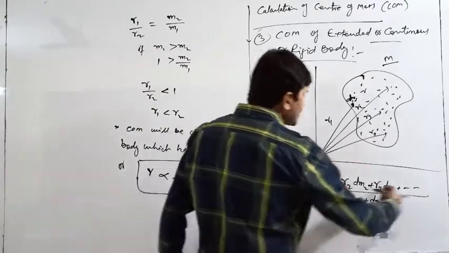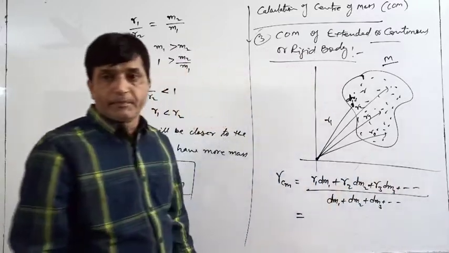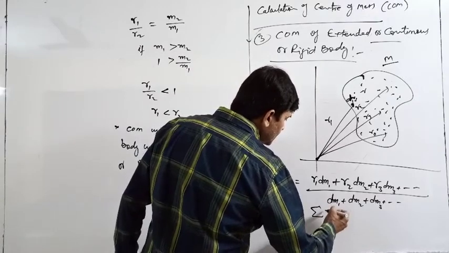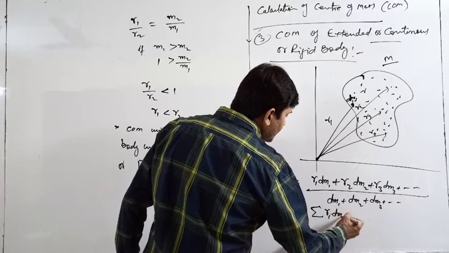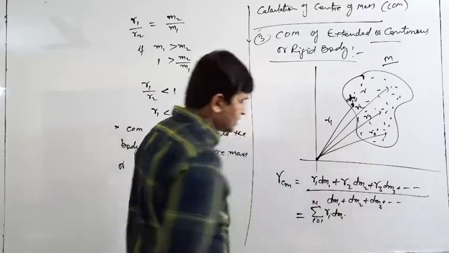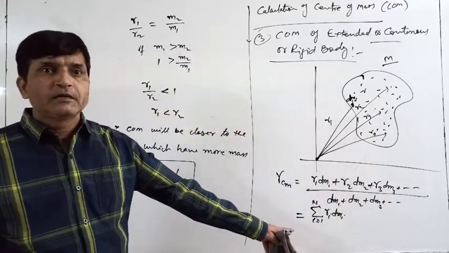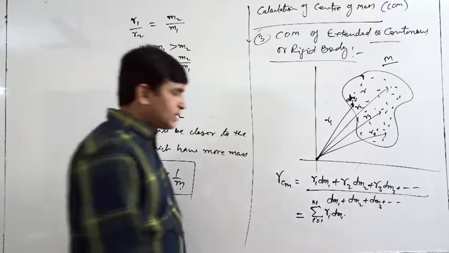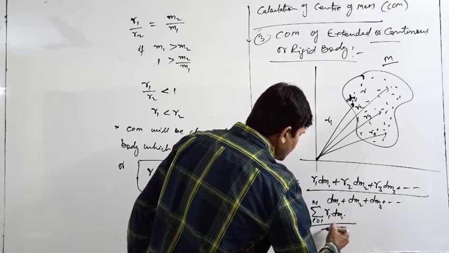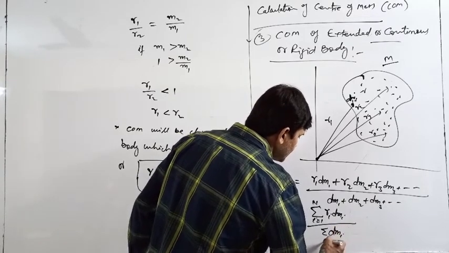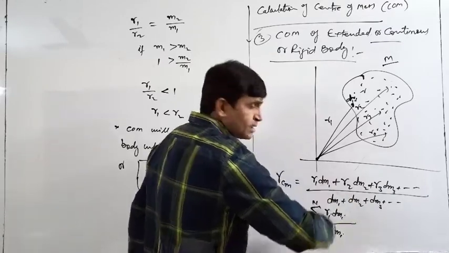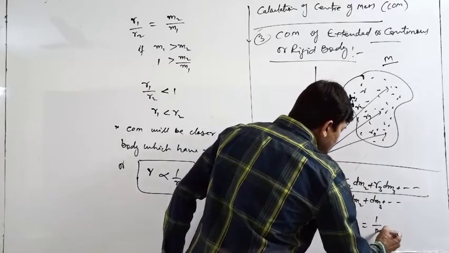This is the summation of product of r and m. The summation symbol I am using, ri dmi, i value start from 1 to n. Summation we can write like this, divided by same summation of mass dmi, 1 to n. So this becomes the total mass. So 1 by total mass capital M.